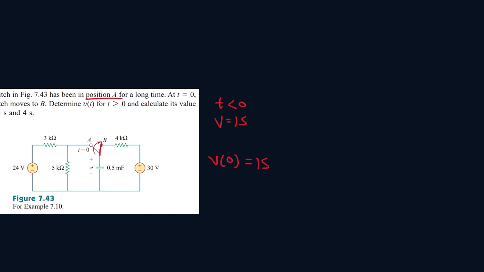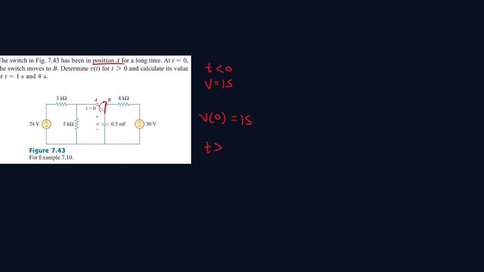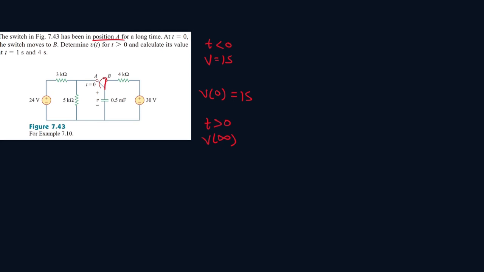Okay, and now we're going to assume more time has passed. So now we have to find v when t is infinite. So let's do this. We can find v when t is greater than 0. Right now we have the circuit that looks like this. So this is 4,000 ohms. This is 30 volts. I think that it was 0.0005 farads. So now we pretty much did the same thing again.